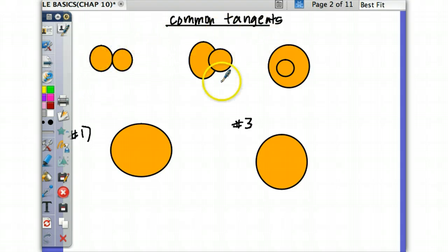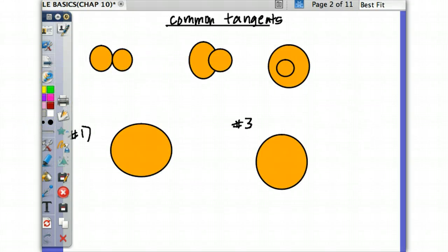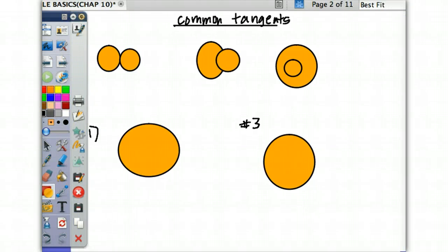All right, you've got common tangents. You've got two circles here. Let me show you how many common tangents we can draw. Common just means it's going to touch both circles. I can draw one that touches that one and that one as well. That's one. We can draw another one here that touches the bigger and then the smaller. Can you see another one I could draw which is common to both?